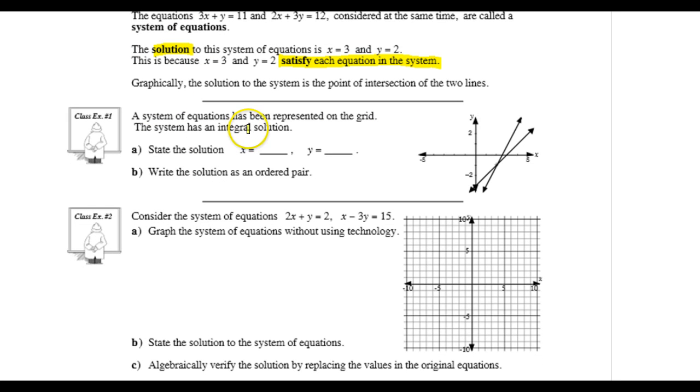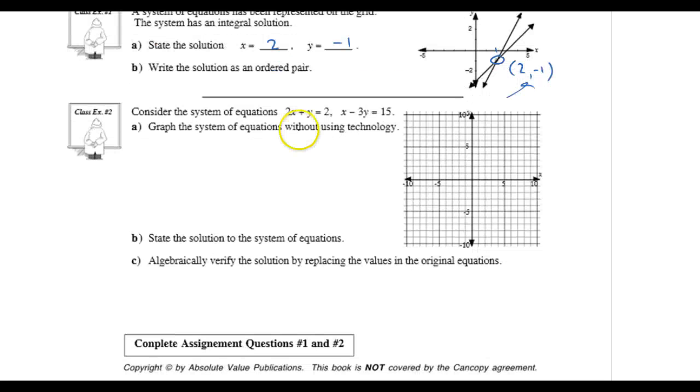A system of equations has been represented on the grid. So now we're looking at it graphically. Again, there's only one set of coordinates that both of these graphs are going to share, and that's the point where they intersect. So that's 2 and -1. That coordinate, 2 comma -1, is going to satisfy the system, meaning that coordinate is going to be on both graphs. Write the solution as an ordered pair. That's it right there. Let's move on.